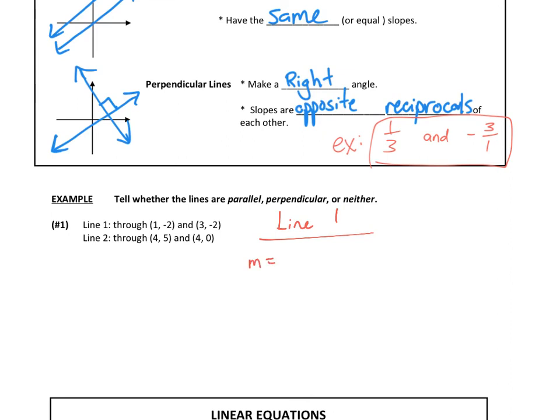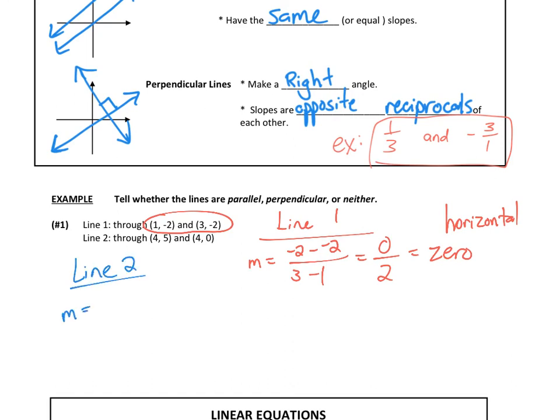So for line 1, the slope is equal to -2 minus -2 divided by 3 minus 1. Okay, again, I'm using these points. y2 minus y1 over x2 minus x1. We would get 0 over 2. So what is 0 divided by 2? 0 divided by 2 is 0. So if the slope is 0, which one is 0 slope? It would be a horizontal line. So 0 is horizontal.